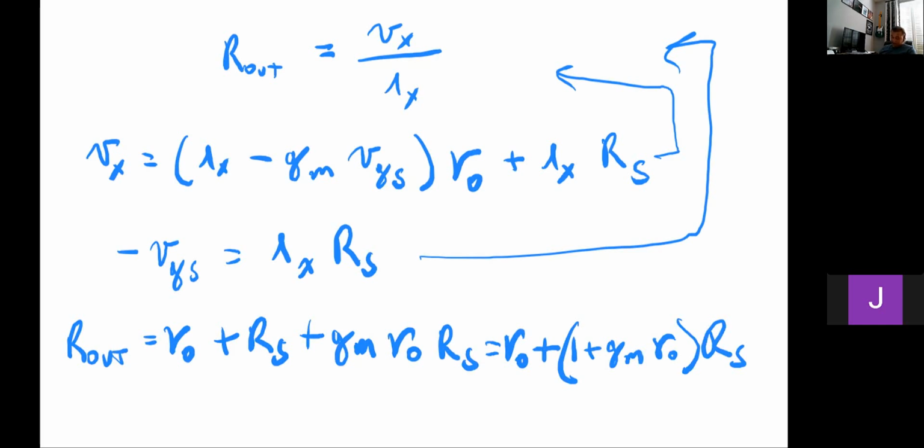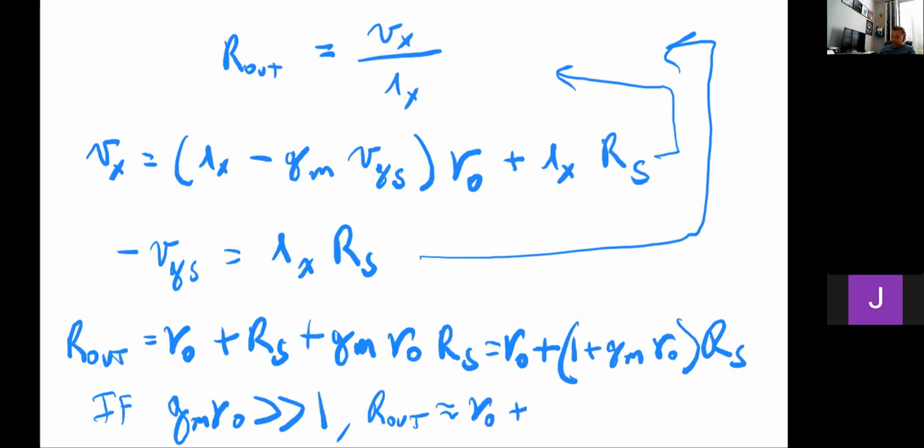Now, normally, remember, I have control over GM and RO to a certain extent. If I can make this observation that if GM times RO is much greater than 1, then the output resistance is basically RO plus GM RO times RS. Okay?